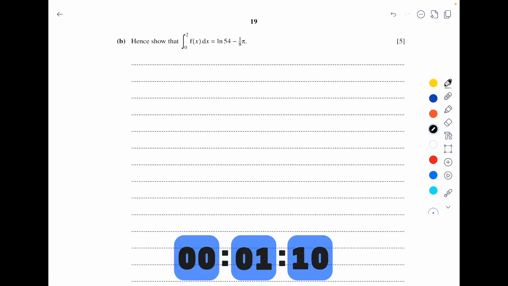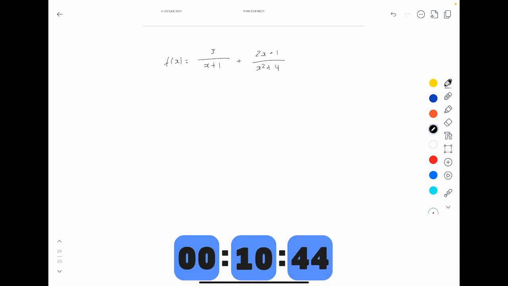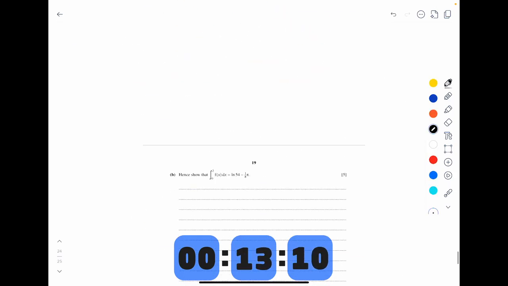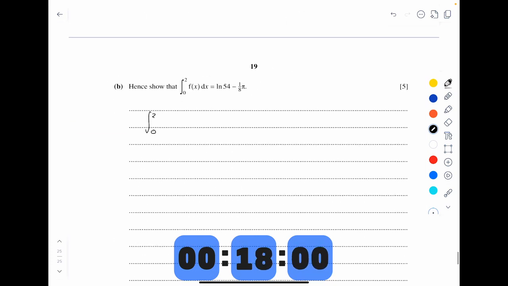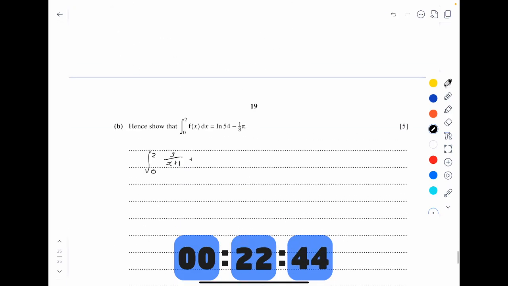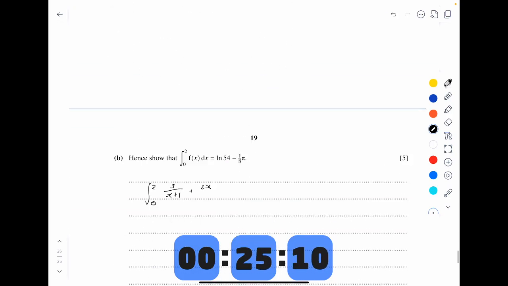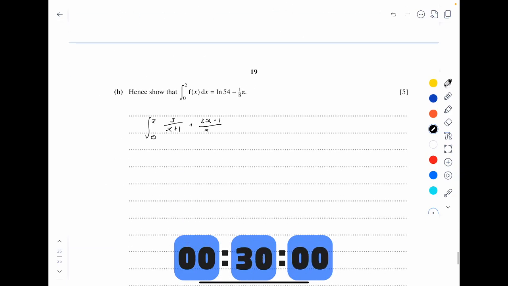So, first things first, what do we need to do? Well, going off the previous answer, that was worked out over here, f of x is equal to this, right? So really what we've got is the integral of 3 over x plus 1 plus 2x minus 1 over x squared plus 4 dx. Okay, brilliant.